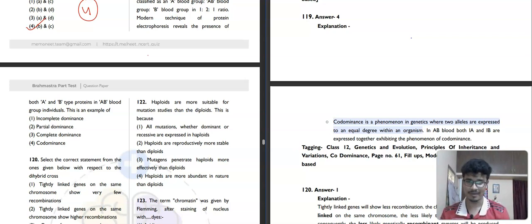This is codominance. So, fourth option will be the correct answer.